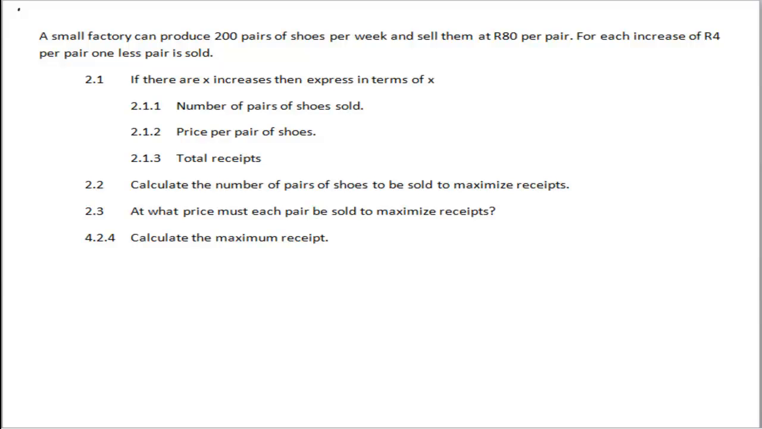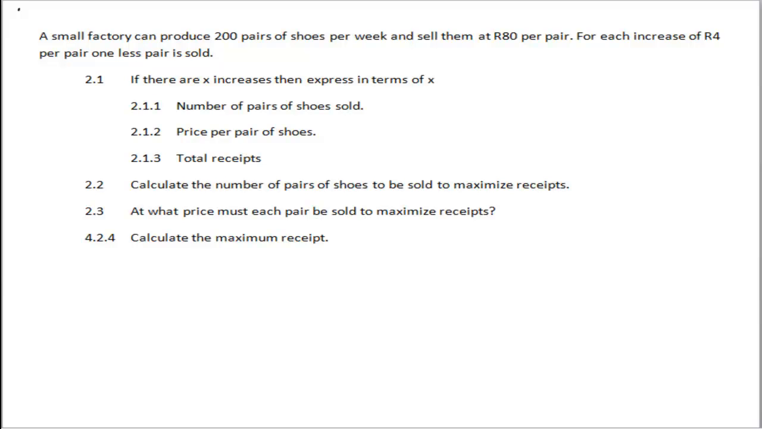This is E2 on page 11, calculus. A small factory can produce 200 pairs of shoes per week and sell them at 80 Rand per pair. For each increase of 4 Rand per pair, one less pair is sold. Now if there are x increases, expressed in terms of x, the number of pairs of shoes sold.